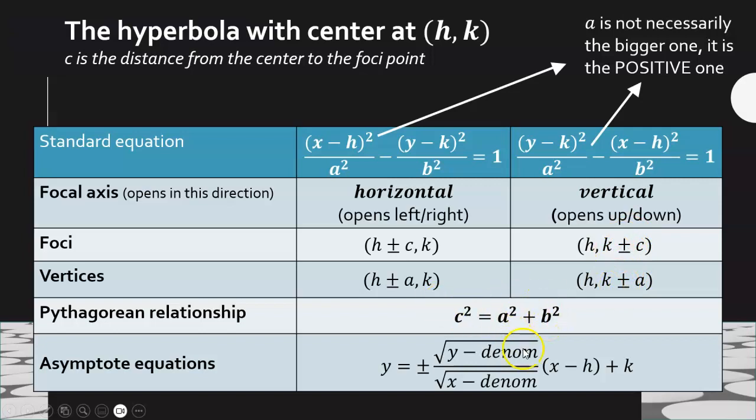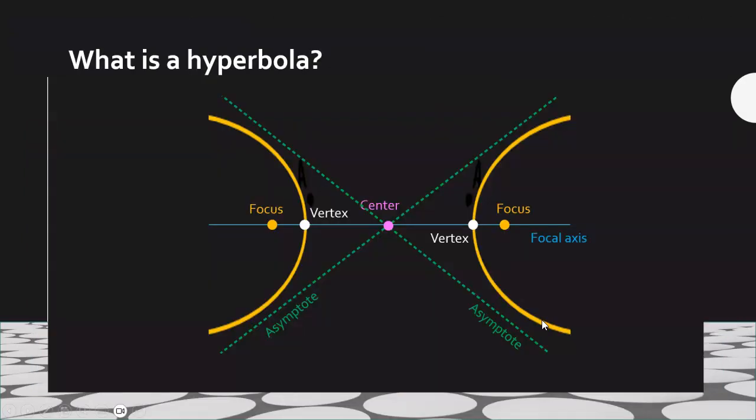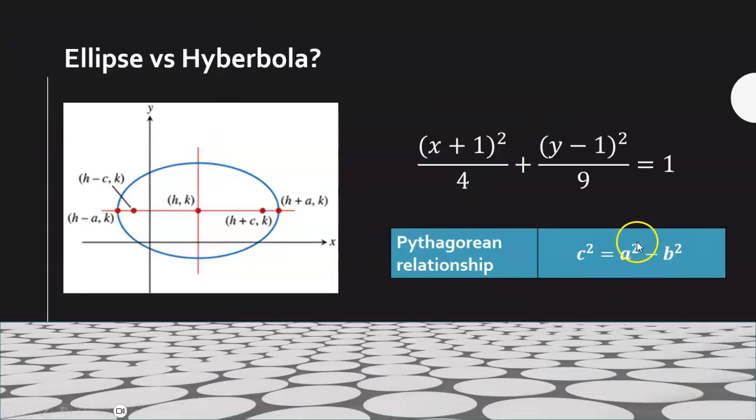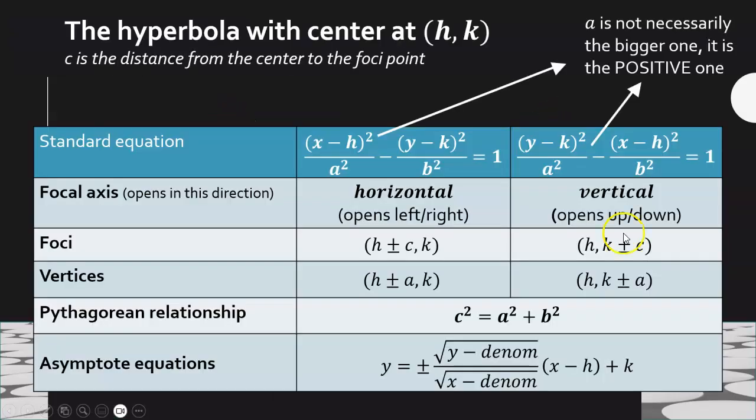Also notice that here the Pythagorean relationship is a squared plus b squared. Remember, that's different from what we saw with our ellipses. With our ellipses, it was minus. So how can we keep these straight? With ellipses we're dealing with addition, and our Pythagorean relationship is the opposite of that. It's going to be minus. Here we're dealing with subtraction with hyperbolas, and our Pythagorean relationship is a squared plus b squared. So again, it's the opposite.